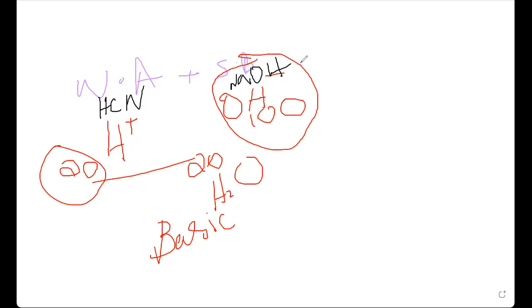You don't have to work on the product, but you should know that you will get a basic solution here because you have used a stronger base. In this case, you will get some ethanoate or cyanide salt, which is not included at this point. So you don't have to work on the product here. So this is the example of another titration. The final solution will be basic.